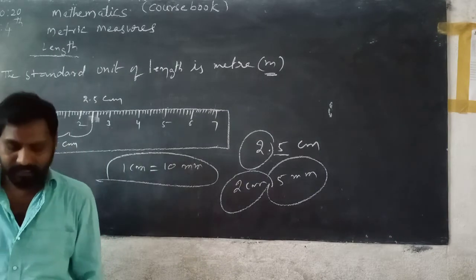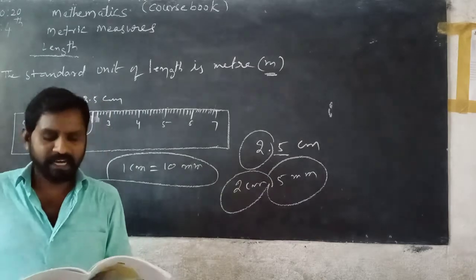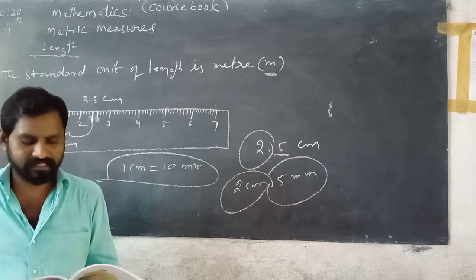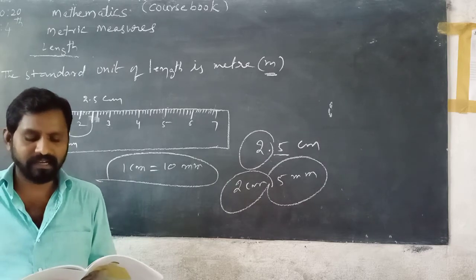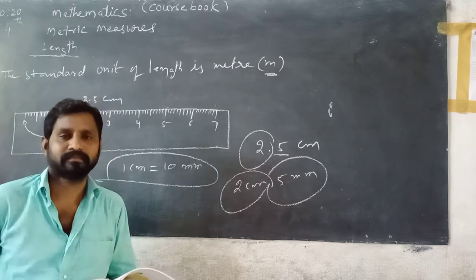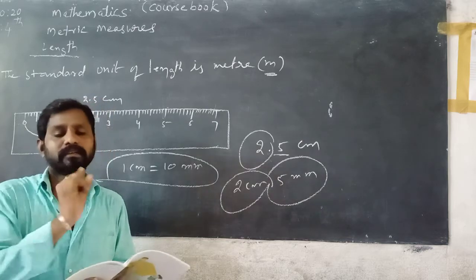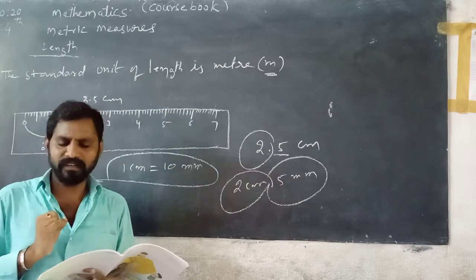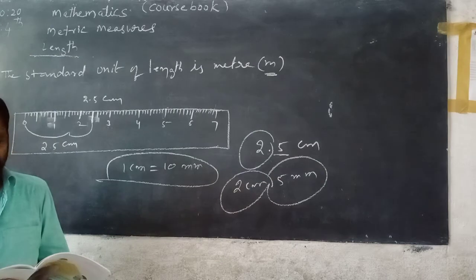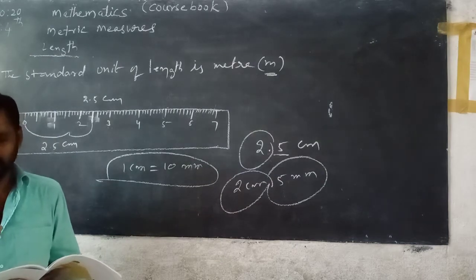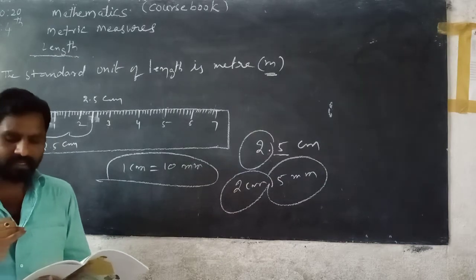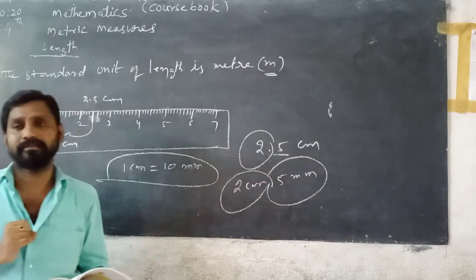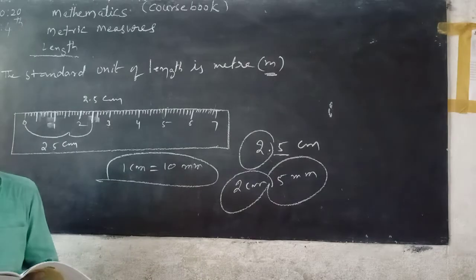See here, Vinod is trying to measure the length of his little finger's nail using a centimeter scale, but its length is smaller than a centimeter. He does not know any unit which is smaller than centimeter. So Vinod asked his mother, "Ma, is there any smaller unit than centimeter?" "Yes, Vinod, it is called millimeter." In short we write mm.